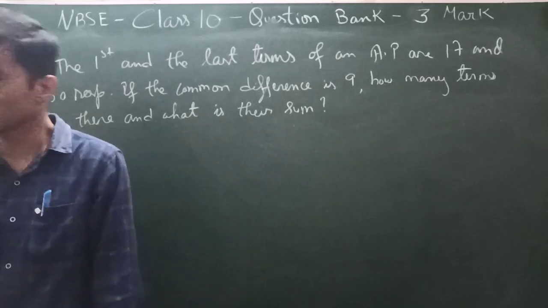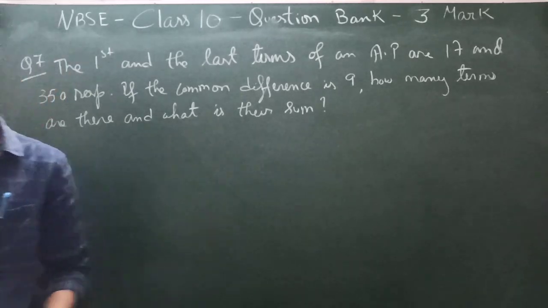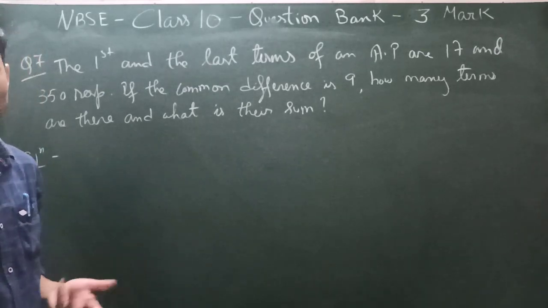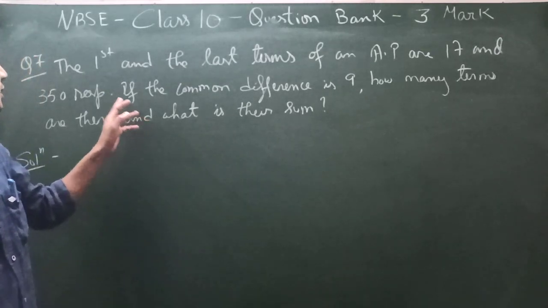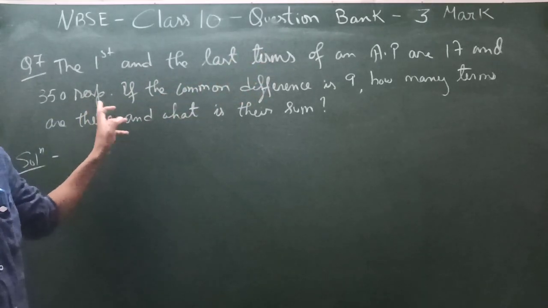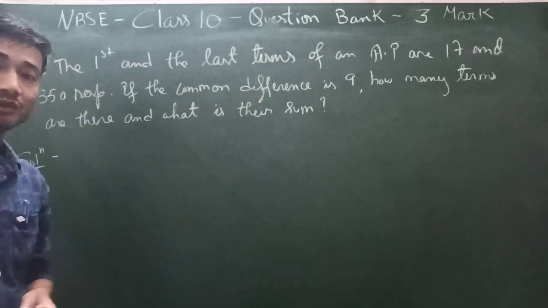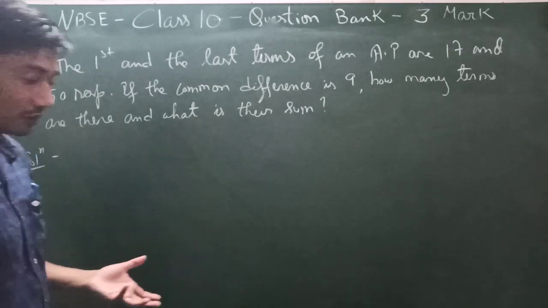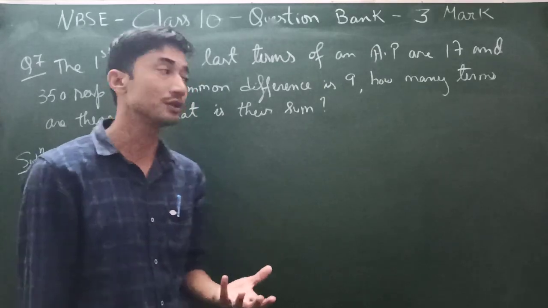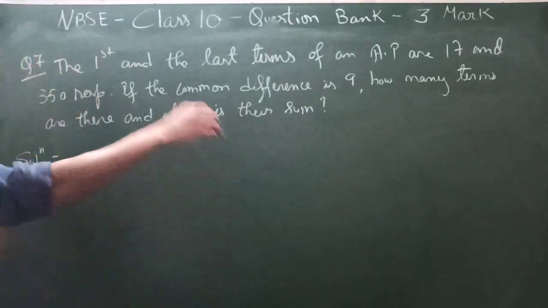Now question number 7, of course, it might feel like that's out of the reduced syllabus, but I will be doing this because the first part can be used. As it says, if the first and the last terms of the AP are 17 and 350 respectively, if the common difference is 9, how many terms are there? That's a part of the first exercise also, so this first part of the question can be used. Since we'll be doing it, we'll also find out the sum. So let's continue.